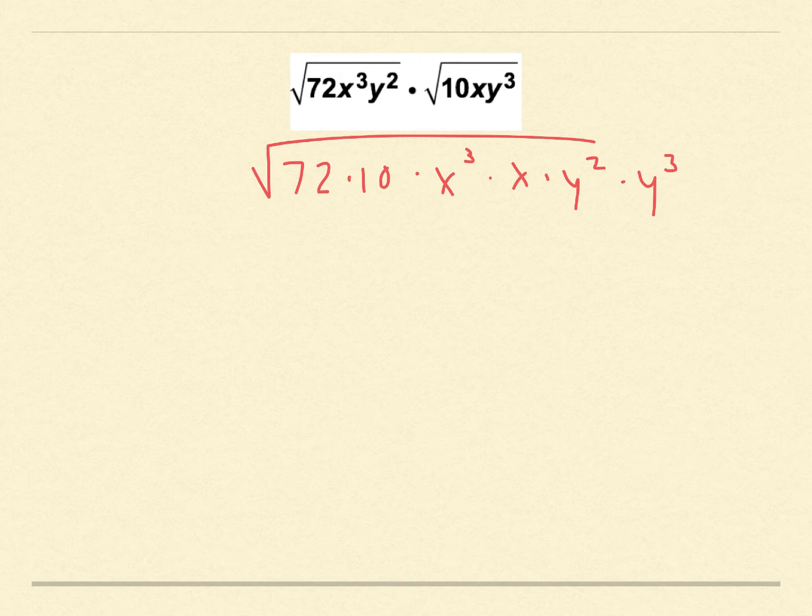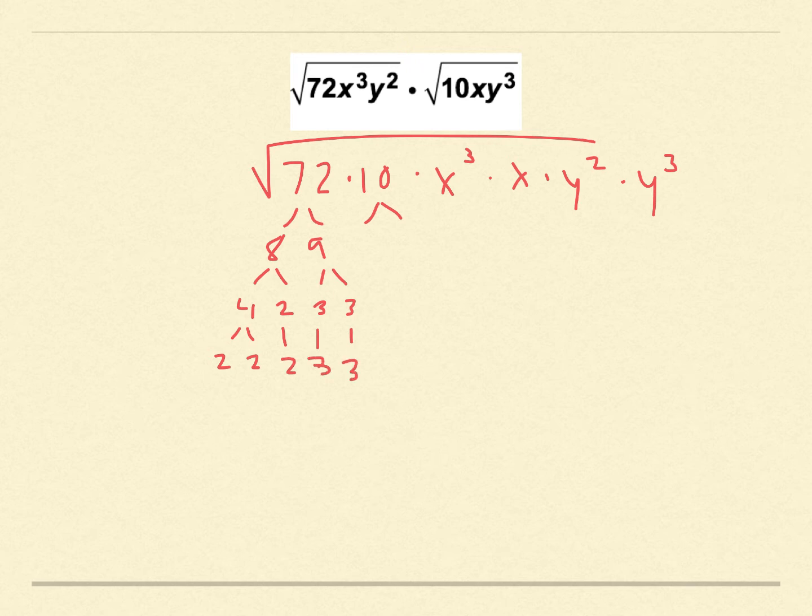Now I want to break everything down as much as I can. I could multiply 72 times 10, but then I'm just going to ask myself, what are factors of 720? Which would be 72 and 10. So I don't even have to multiply, I can just go ahead and break it down. So what are two factors of 72? 8 and 9. What are factors of 8? 4 and 2. And factors of 9? 3 and 3. And factors of 4? 2 and 2.